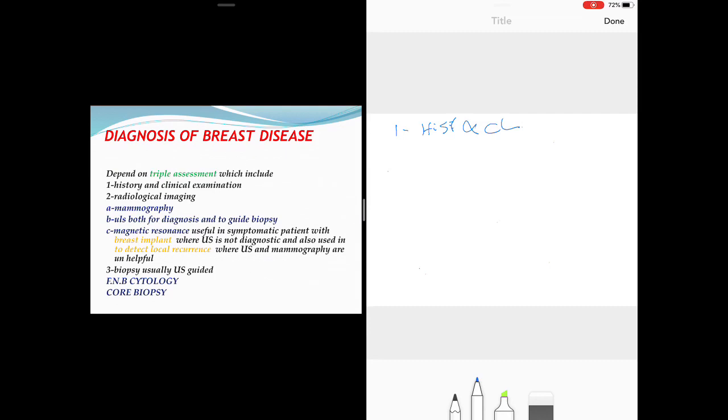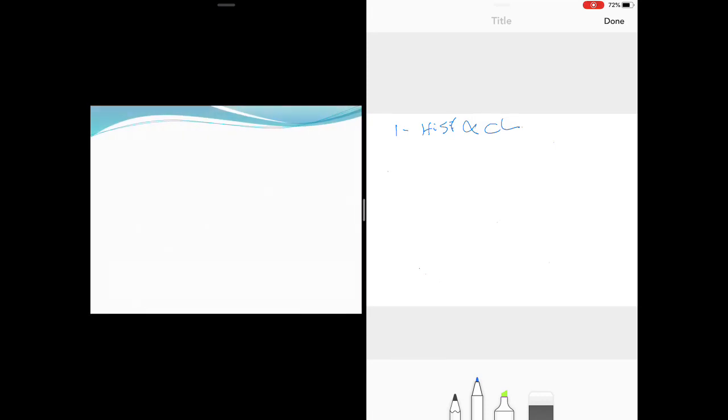While core biopsy takes a piece of tissue and we send it for histopathology. It will tell me the type of the malignancy, invasive or not. It is also helpful for diagnosis of the tumor markers, ER/PR and HER2. It's very important. After diagnosis of the CA breast, we know the ER/PR and HER2, the tumor markers of that tumor, whether positive or negative.